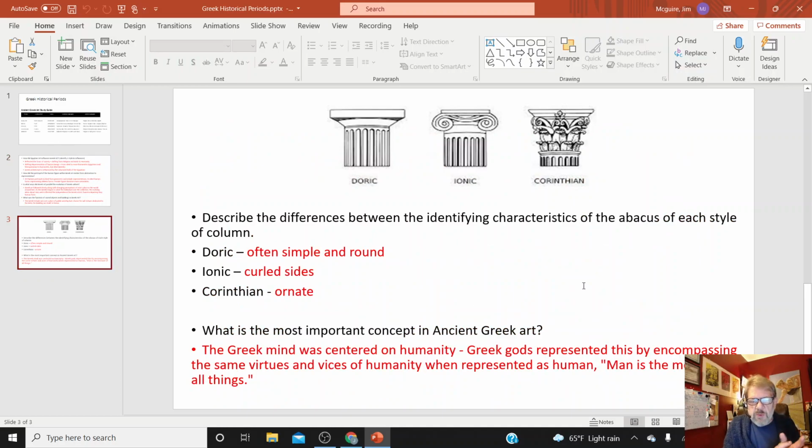Last but not least, what's the most important concept of Greek art? Well, the Greek mindset on humanity. The Greek gods represented this by encompassing the same virtues and vices humanity represented as human. Man is the measure of all things. So understanding that this was the whole cultural mankind, the perception of man and where he was in the world was evolving and changing very rapidly, very quickly, and in enormous ways, going from one extreme to the other. That's the main idea that we're going to follow along with as we go through these modules.